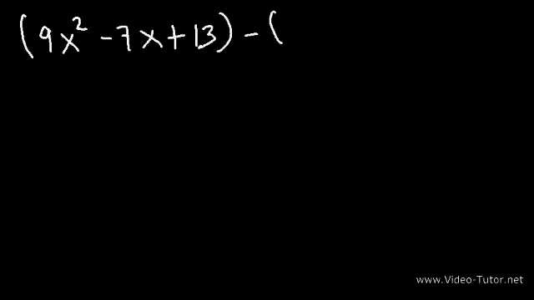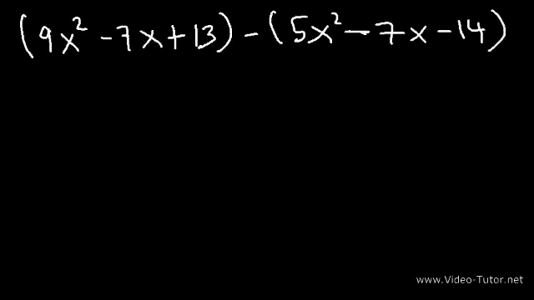Let's try another example. Go ahead and try this one. 9x squared minus 7x plus 13 minus 5x squared minus 7x and minus 14. So go ahead and subtract these two polynomial expressions.